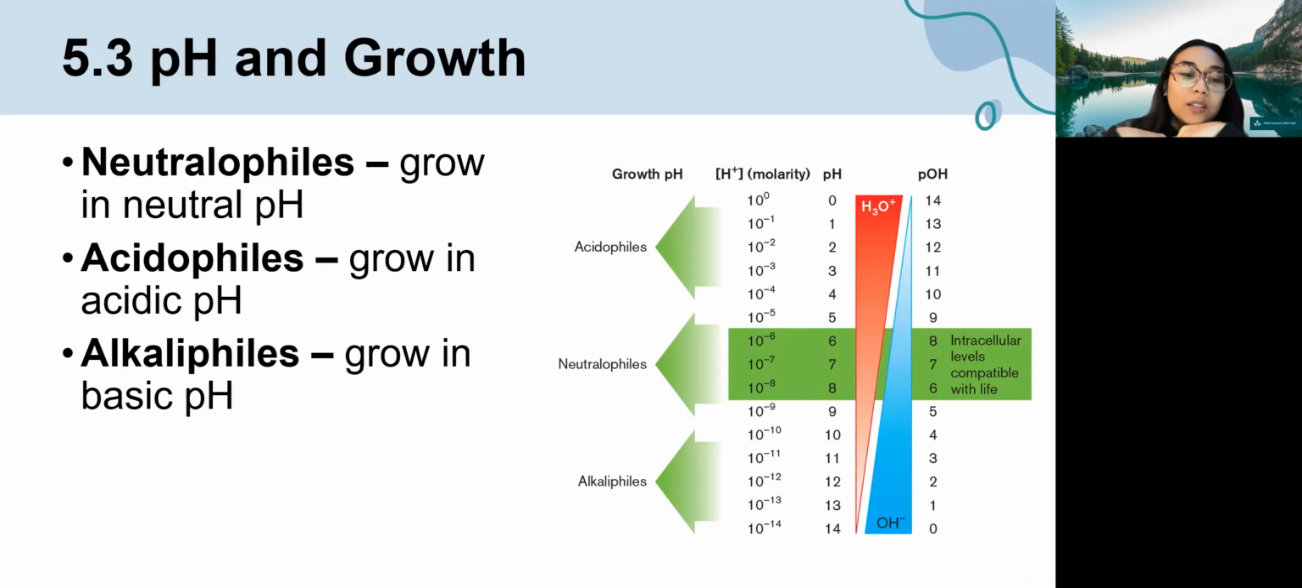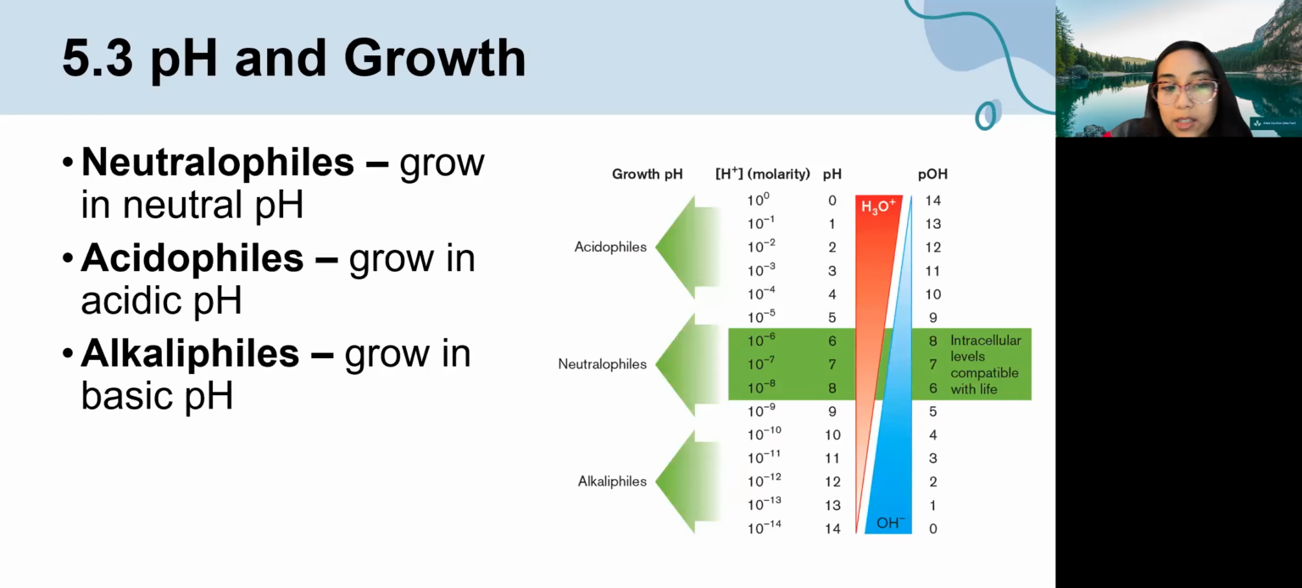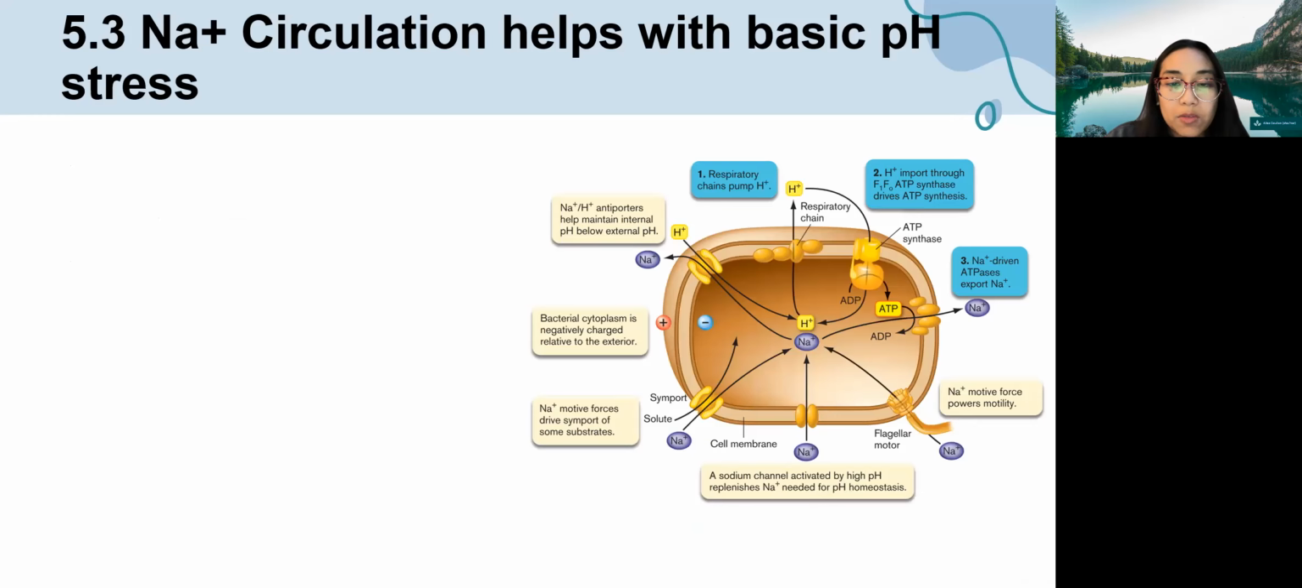Same for the alkalophiles. And so let's talk about one mechanism in which these organisms maintain their own pH. It's a little bit weird. It's called the sodium ion circulation, and it helps specifically when there is a basic pH stress. So if you have an alkalophile living in basic pH, it does these things to prevent itself from being overstressed. So let's first review.